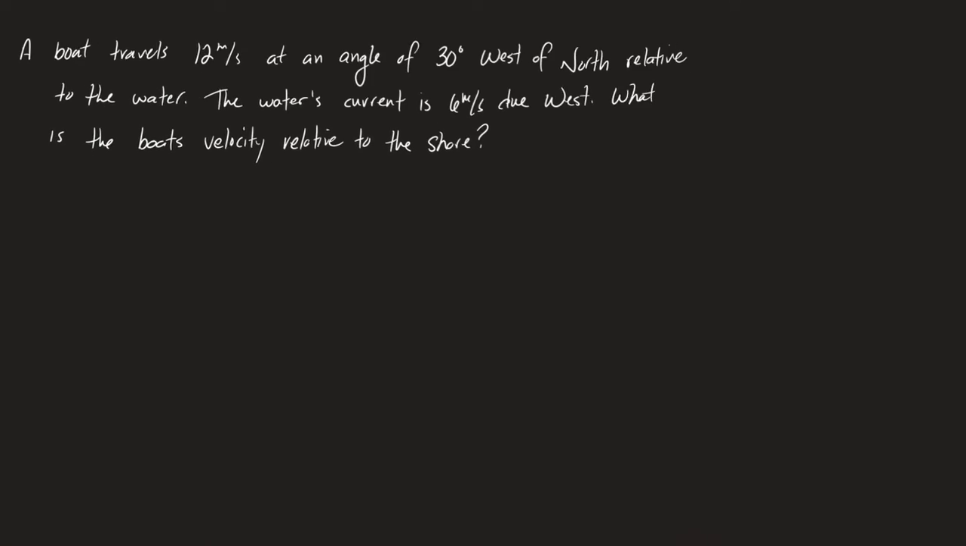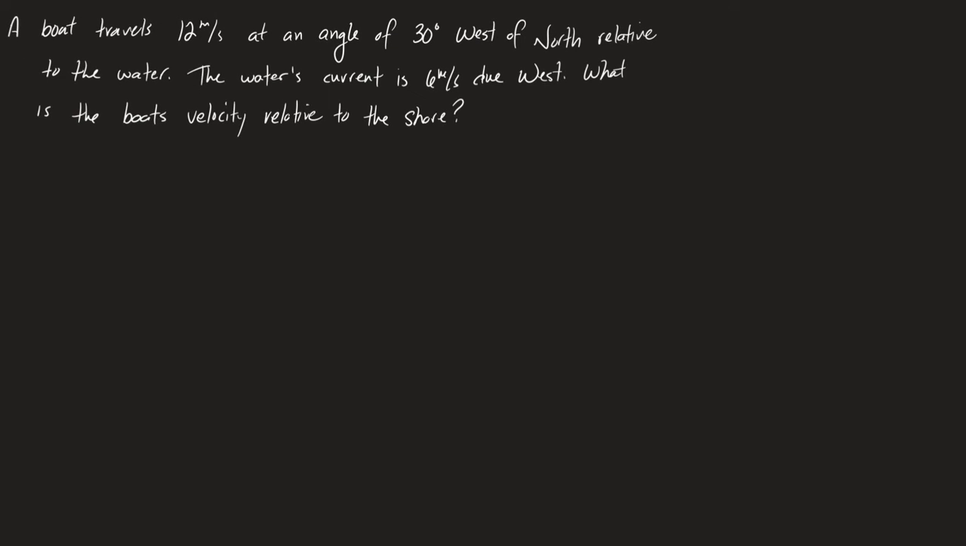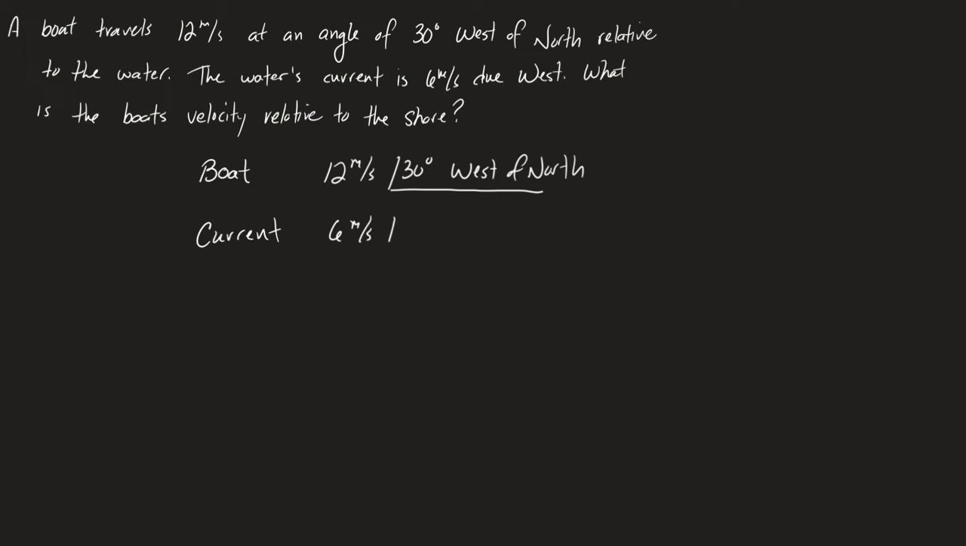So what I mean by that is we have two vectors here. We have the boat's vector, which is traveling at 12 meters per second at an angle of 30 degrees west of north. And we have the current's vector, which is 6 meters per second due west.